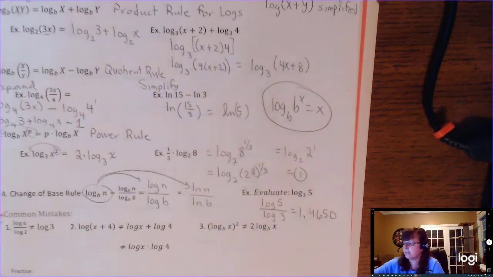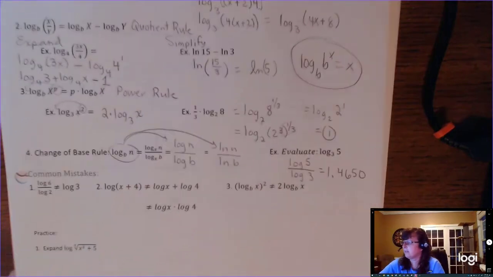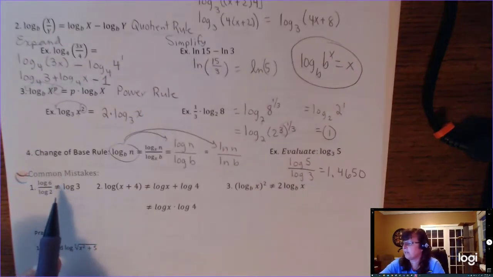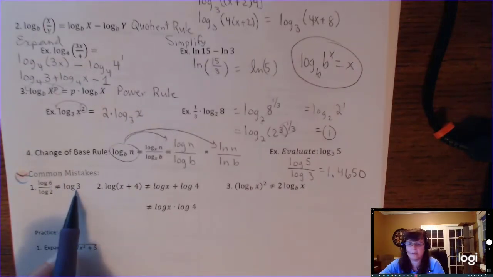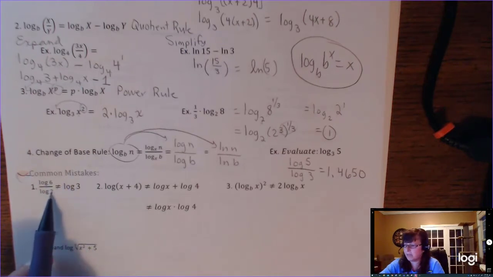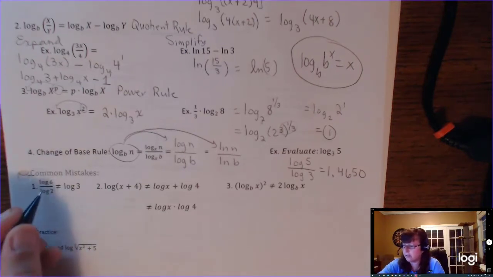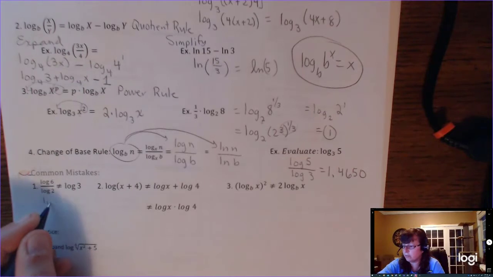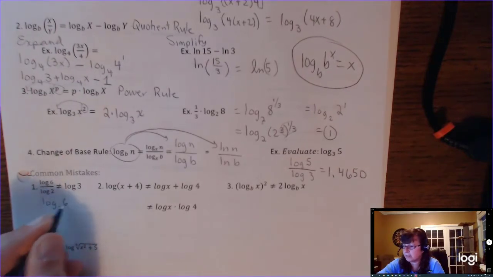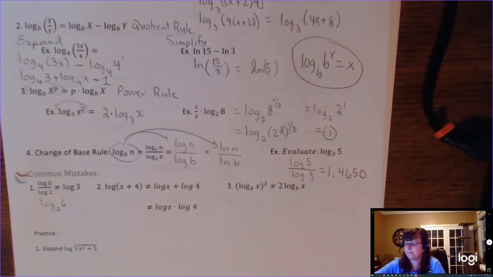Some common mistakes. Log of 6 divided by the log of 2 is not log of 3. You cannot divide 6 by 2. Now, the log of 6 divided by the log of 2, if we remember the change of base rule, is the log base 2 of 6.